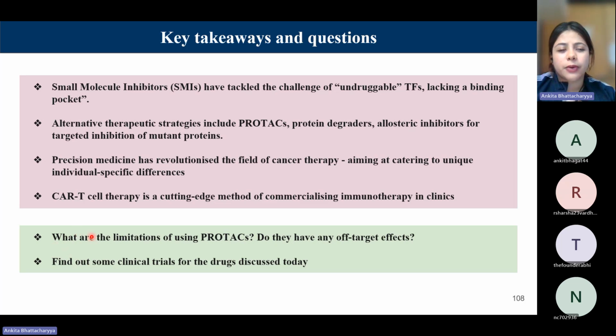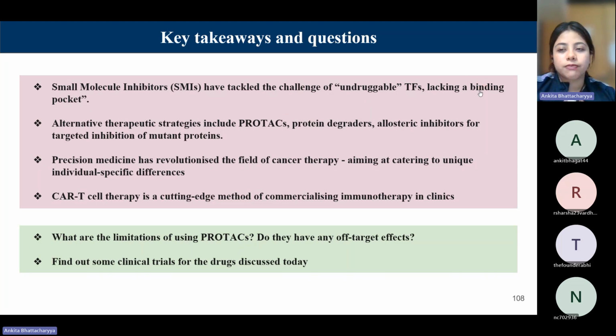The basic questions that I wanted you to address, first being the fact that what is the limitation of using PROTACs? Do they have off-target effects? I already mentioned it once before. Second, I would like you to figure out how much of the drugs we have discussed today, we've talked a lot about advanced cancer therapy, but how much of it is actually in clinical trials?